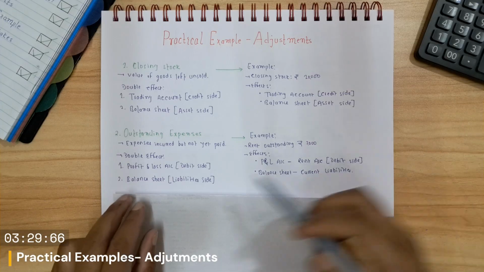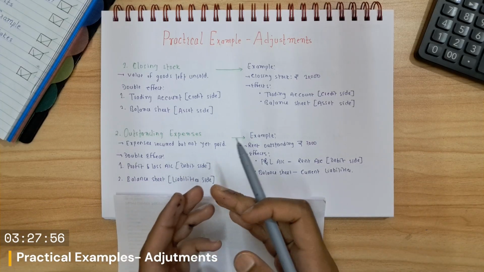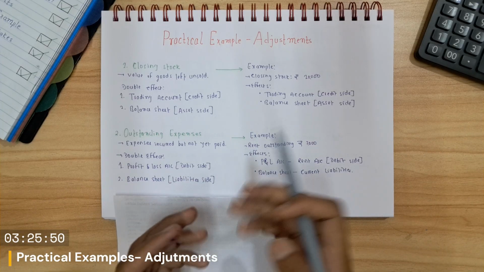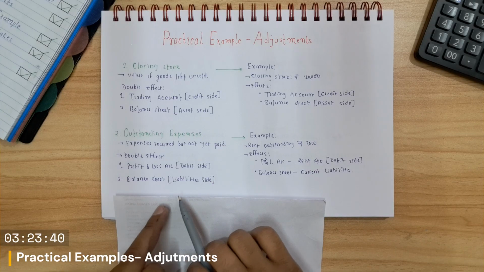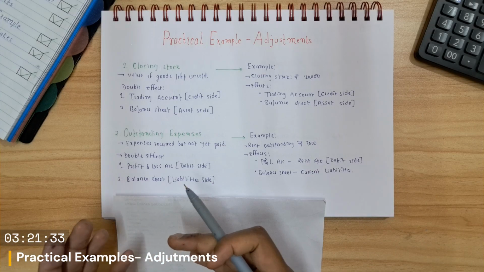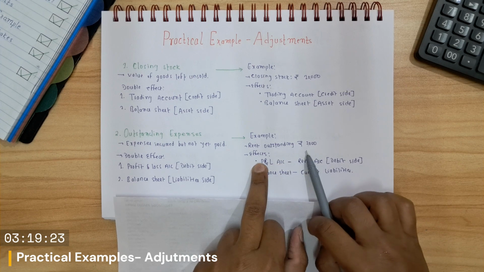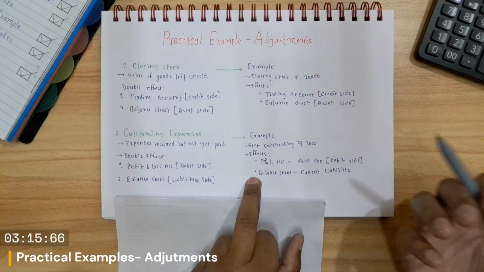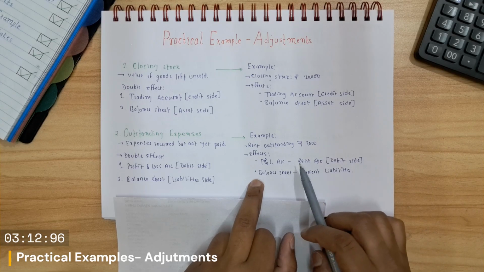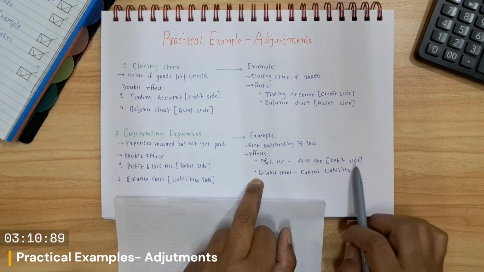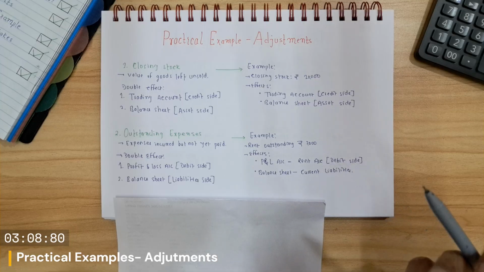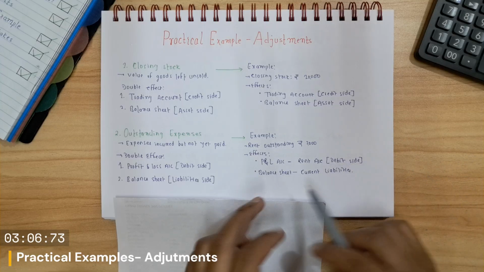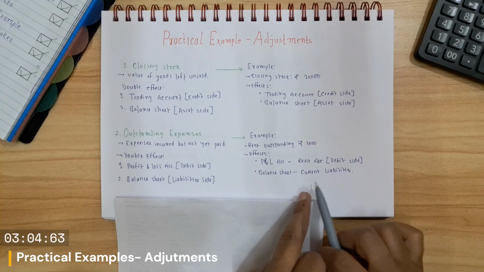Next, outstanding expenses: the expenses incurred but not yet paid. See the double effect: add to the related expense in the P&L account, debit side, and also show under liabilities in the balance sheet. See the example, rent outstanding rupees 2,000. Add to the rent account in the P&L account, which is an expense, that's why debit side, and show 2,000 on the balance sheet in liabilities.